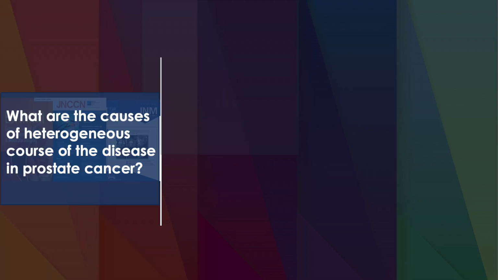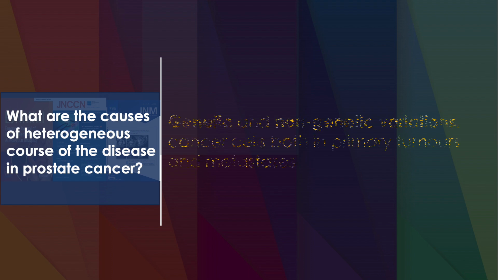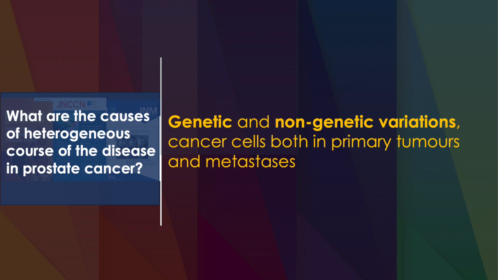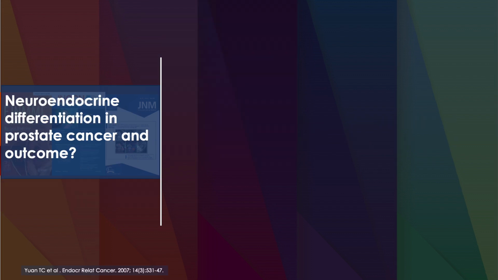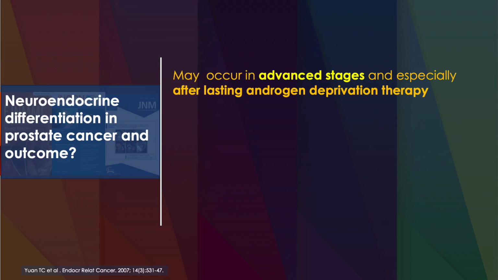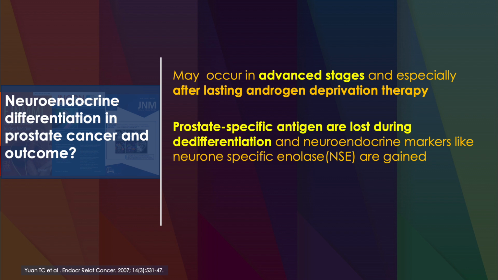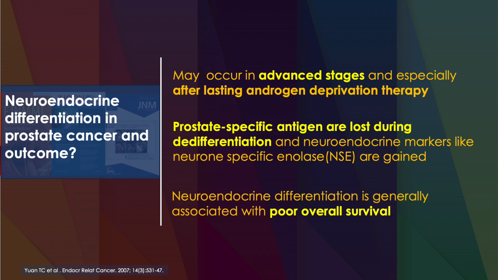What are the causes of the heterogeneous disease course in patients with prostate cancer? In fact, it is a combination of both genetic and non-genetic variations. Neuroendocrine differentiation in prostate cancer may occur in advanced stage disease, especially after lasting androgen deprivation therapy. Prostate-specific antigen is lost during dedifferentiation, and neuroendocrine markers like neuron-specific enolase are gained. In general, neuroendocrine differentiation is associated with poor overall survival. So if there is neuroendocrine differentiation, the outcome is relatively poor.